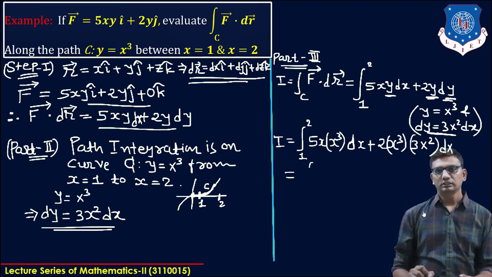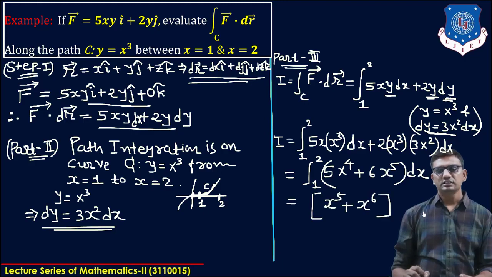So the integration from 1 to 2 is equal to 5x raised to 4 dx plus 6x raised to 5 dx common. So our integration is equal to x raised to 5 plus x raised to 6, from 1 to 2, and after putting the limit we have 32 plus 64 minus 2, and finally our answer is.